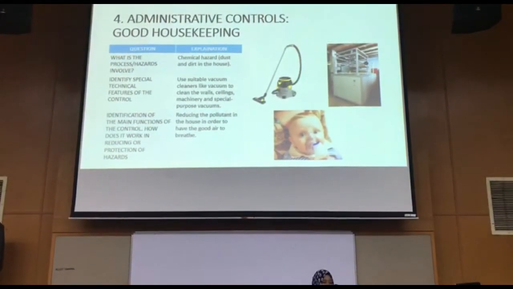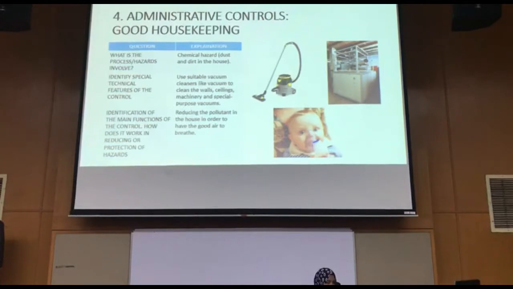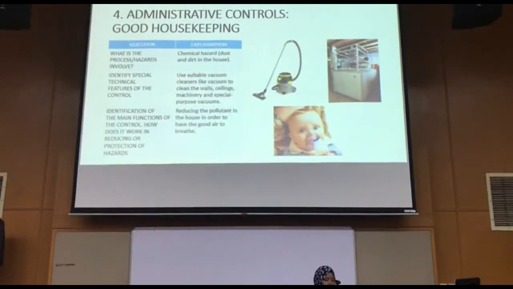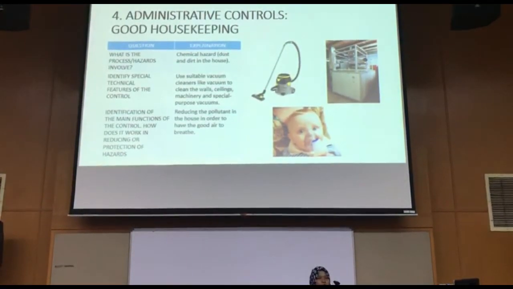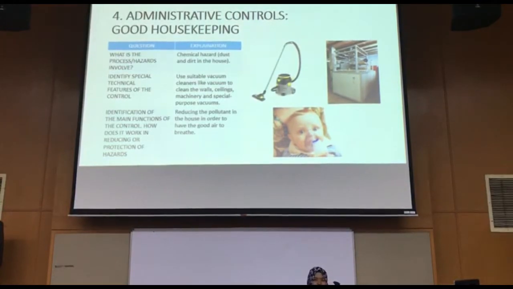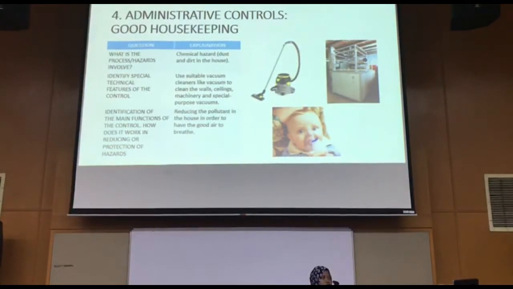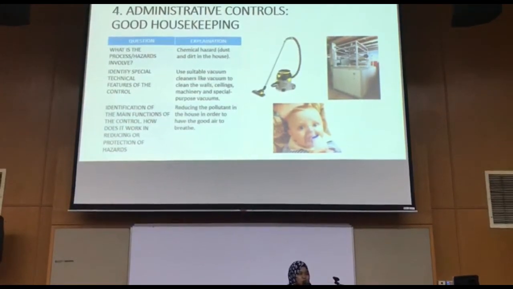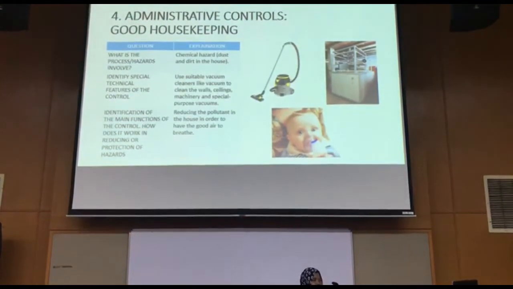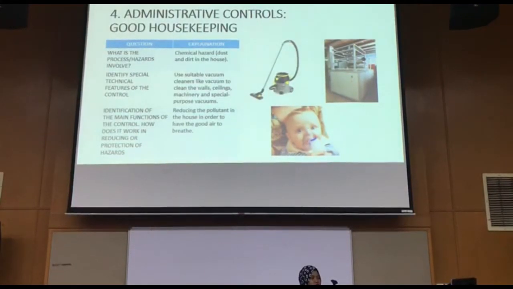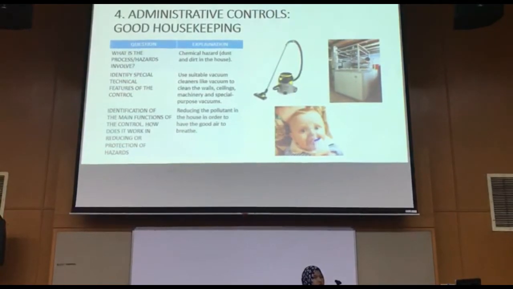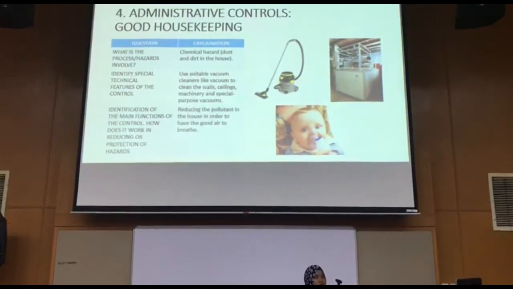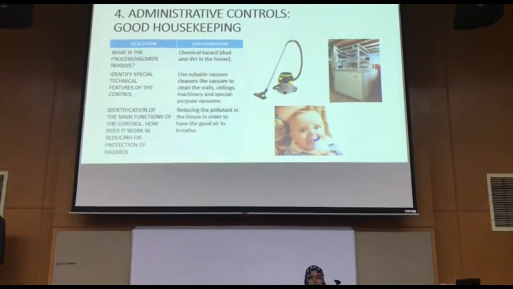What is HEPA? HEPA is actually high efficiency particulate air, which traps the type of fine particles that are usually found in asbestos and fiberglass. So the main function of the vacuum cleaners is to reduce the pollutants in the house in order to have good air to breathe. By having good air ventilation, it will reduce human health problems and we can live more happily.